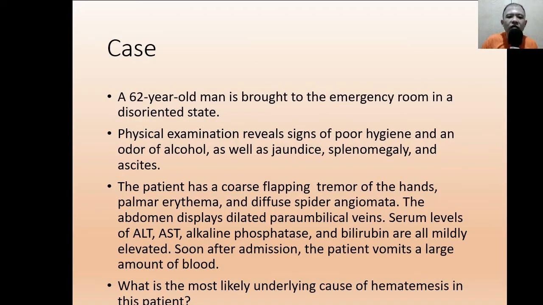So first off, we have a case here of an old man who was brought to the emergency room in a disoriented state. Physical examination reveals the man is alcoholic, with jaundice, yellowing of skin, with splenomegaly and ascites. The patient demonstrated coarse flapping tremor of hands, palmar erythema, and diffuse spider angiomata. The abdomen was distended and with dilated paraumbilical veins.